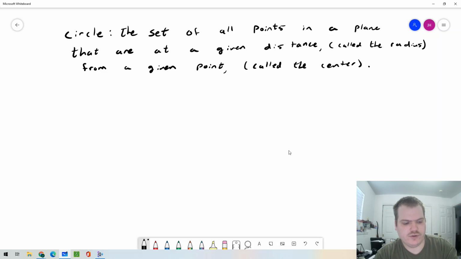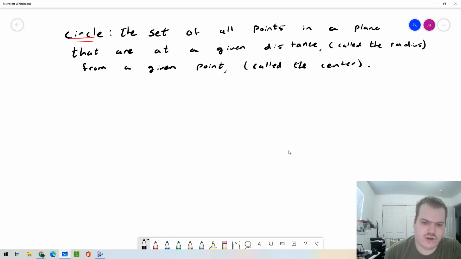Part of our mini-series on conics. Today our focus is on circles. So I have the definition up here. A circle is a set of all points in a plane that are a given distance, which we generally call the radius, from a given point, which we generally call the center. So let's take a look at what a circle would be.